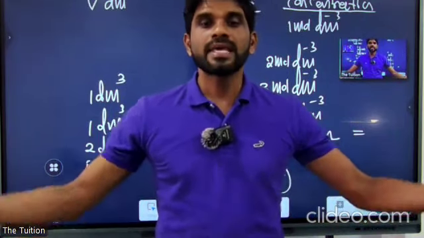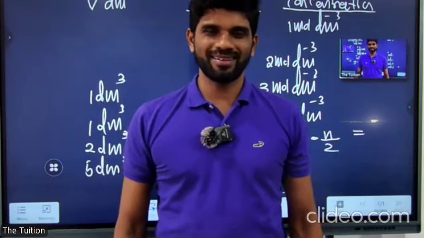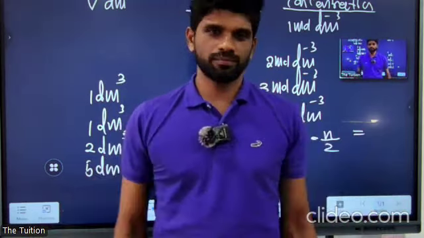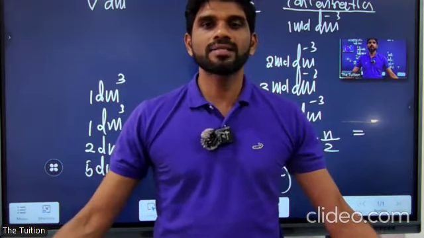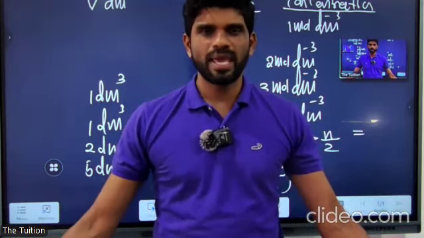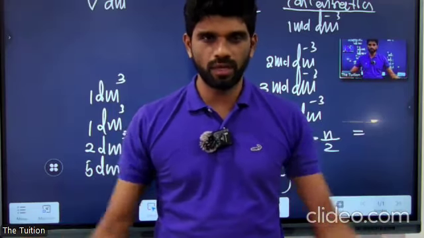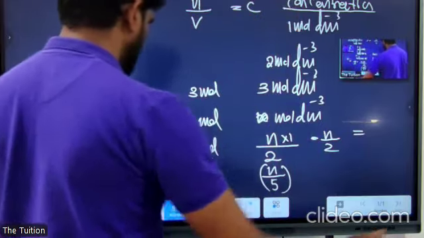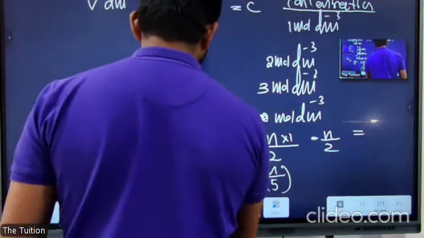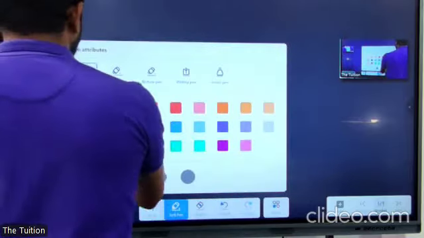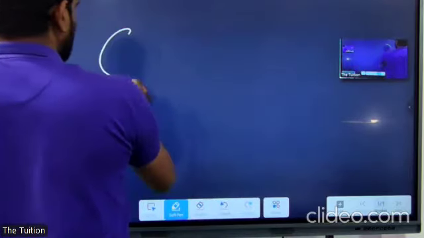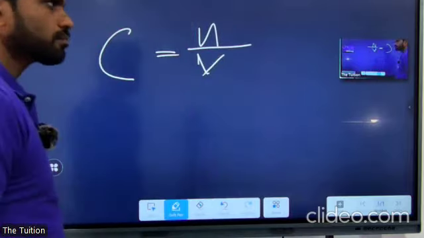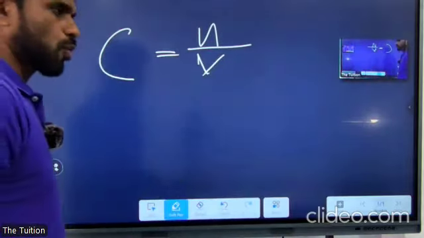What's the equation? C is the concentration, N is the number of mole, V is the volume. You can calculate the concentration using C equal N divided by V. Clear? Okay. So I will erase all the things and write. This is the equation: C equal N over V. Right? Shall we do one question?